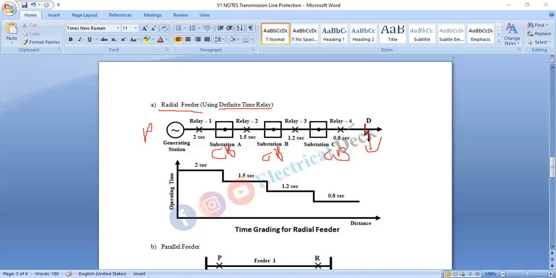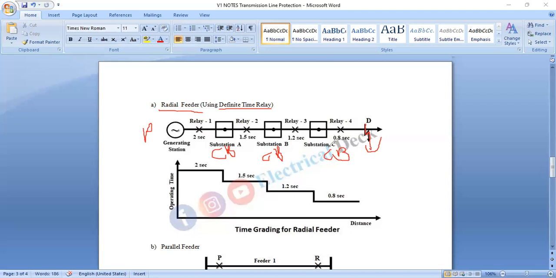The relay nearest to the end of the line has the minimum time setting, while the time setting of the relays is successively increased toward the source. That means the time will increase toward the source. But when the fault occurs nearest to the relay, the value is very small, so this relay will operate, but the remaining relays will not operate because their time is very high.